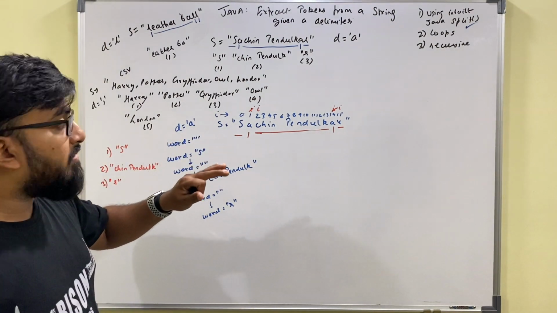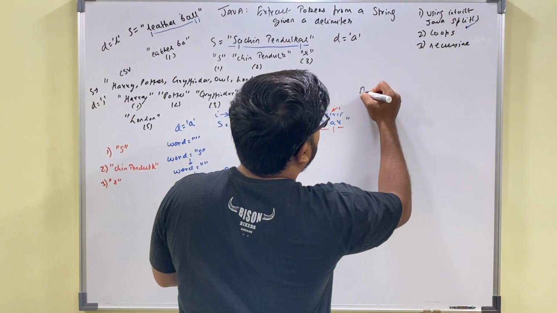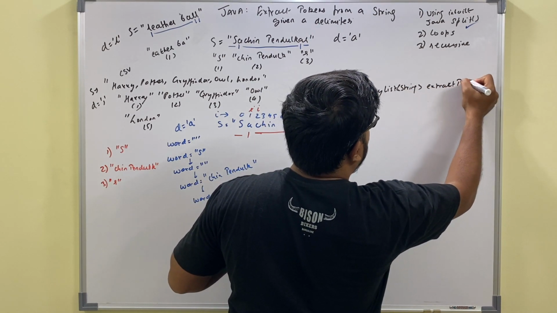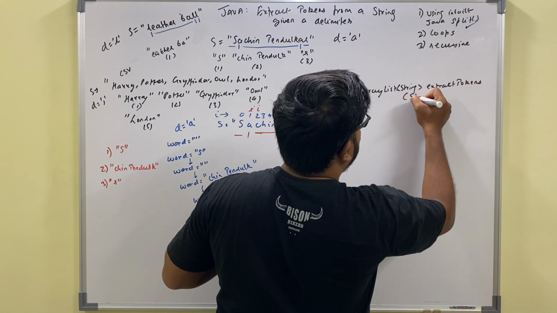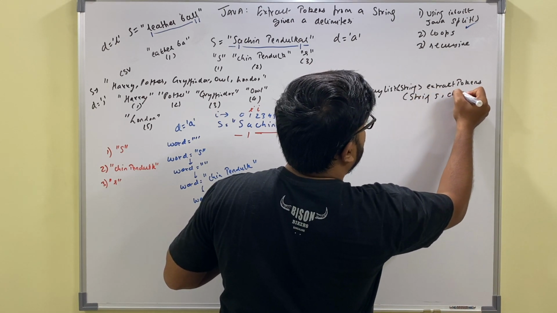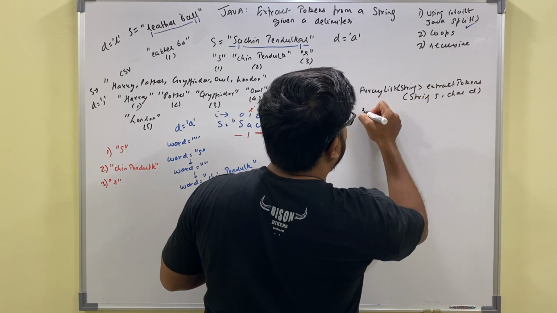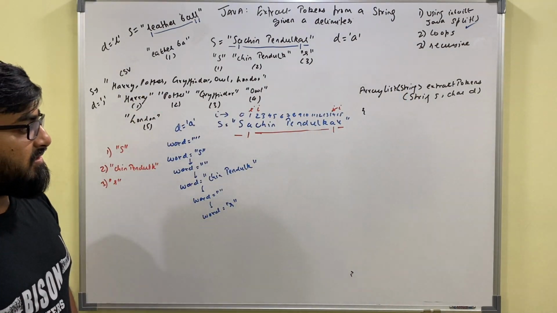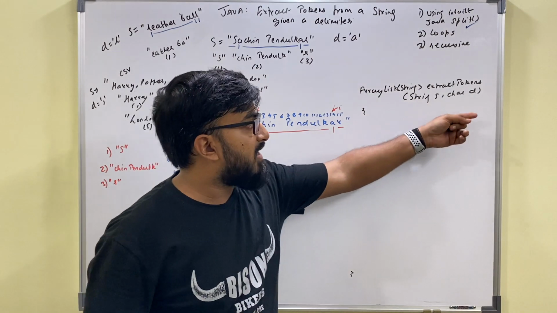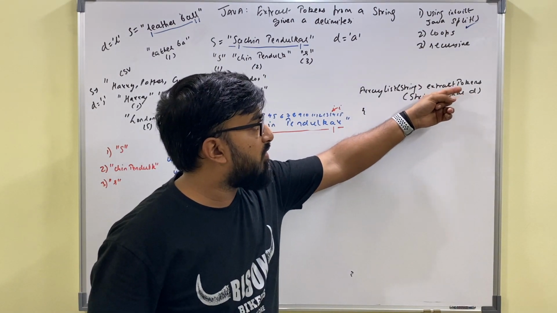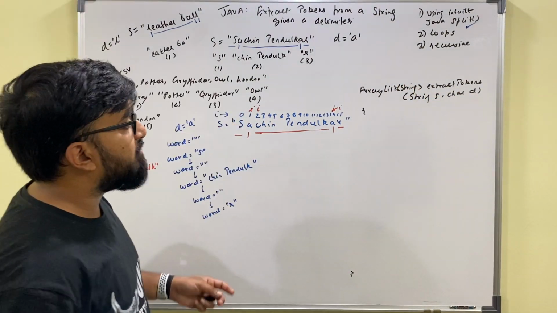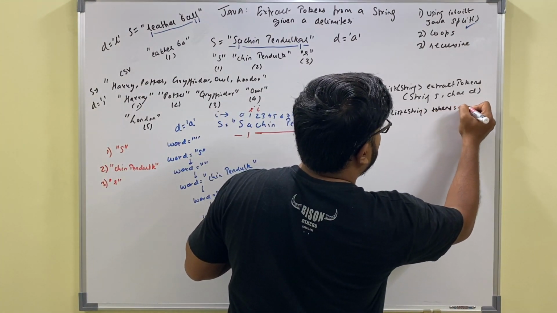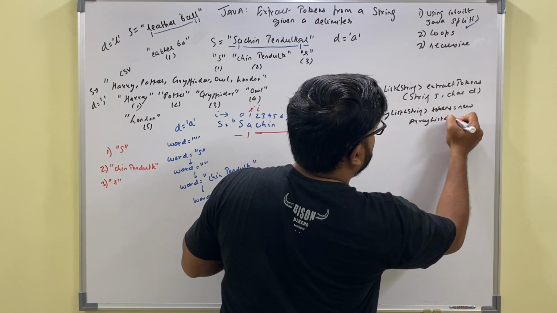So let me write a method. I will return an array list of type string, extract tokens. It takes a string S and a character delimiter D, and returns the tokens in an array list. So I will create an array list first to store my tokens. I'll say tokens is equal to new array list.